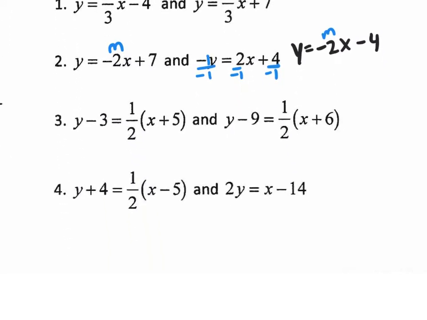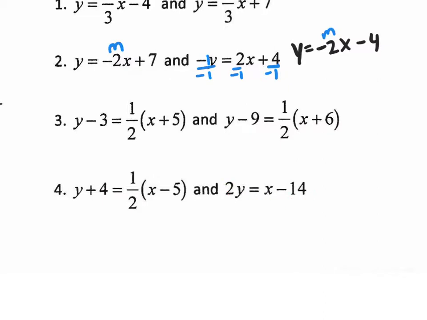Numbers 3 and 4. Number 3 is in point slope form. Point slope form, both of them have the slope 1/2. This is point slope form, the slope is 1/2. This is in what form? It's actually in no form yet. What do I need to do to get it in slope-intercept form?